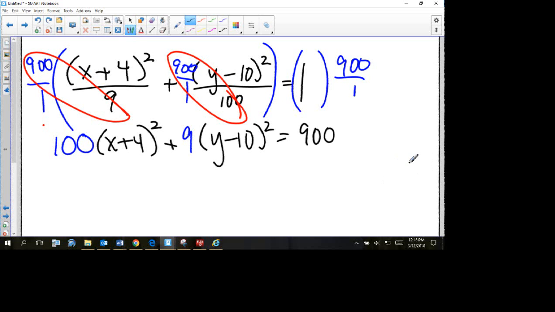Yay, no more fractions. Then you think order of operations. You're trying to simplify this. What is my next step? If I'm doing order of operations and I want to simplify, what is my next step? Distribute what? Number. What number?